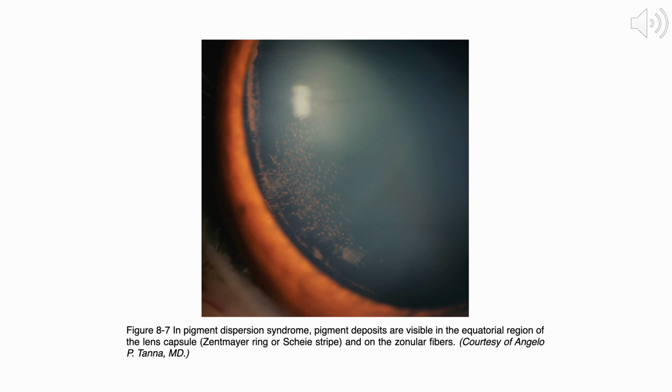This image shows pigment deposits on the equatorial region of the lens capsule, known as a Zentmayer ring or Scheie stripe, which are characteristic of pigment dispersion syndrome. These deposits form as liberated pigment granules from the posterior iris pigment epithelium settle along the zonular fibers and at the lens equator. Their location corresponds to areas of mechanical contact between the iris and the lens zonule complex.